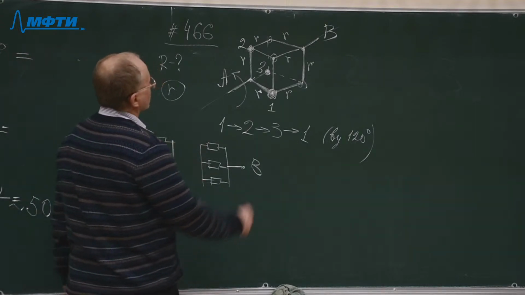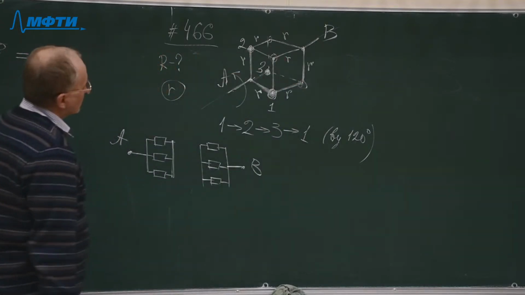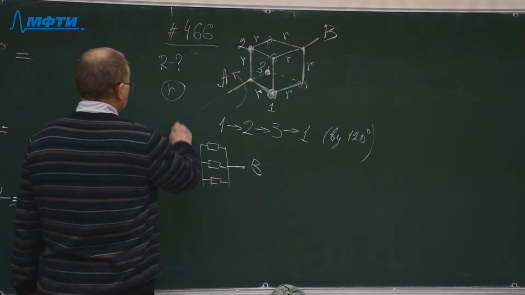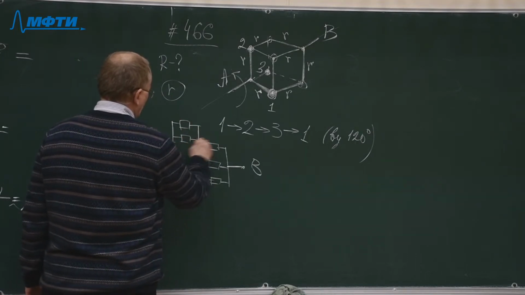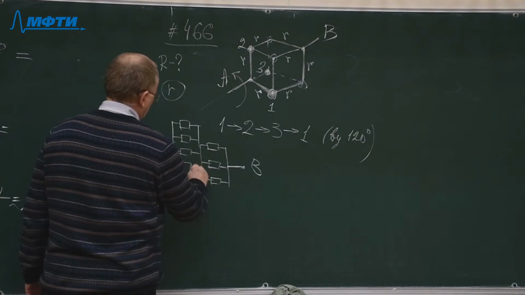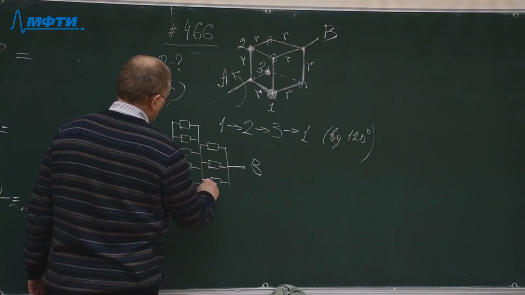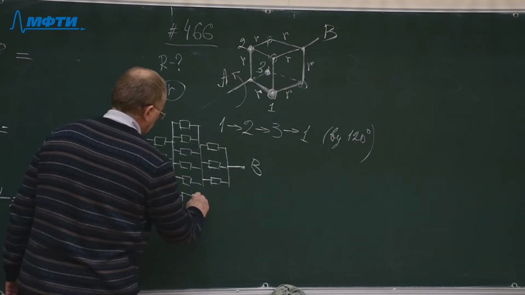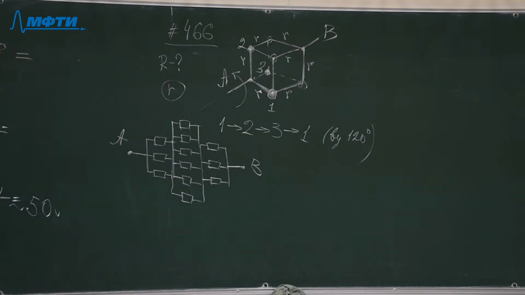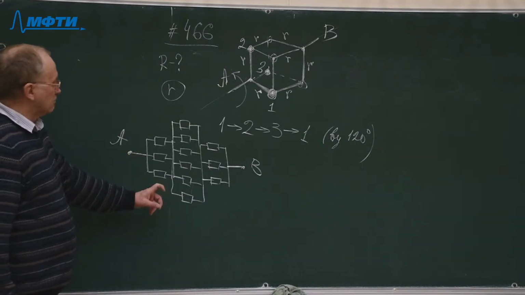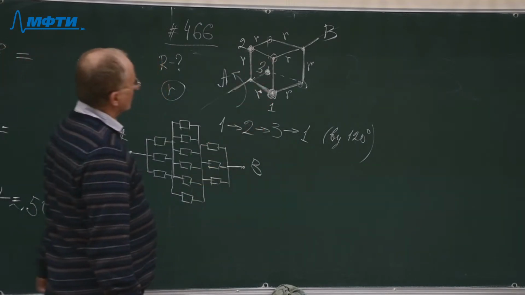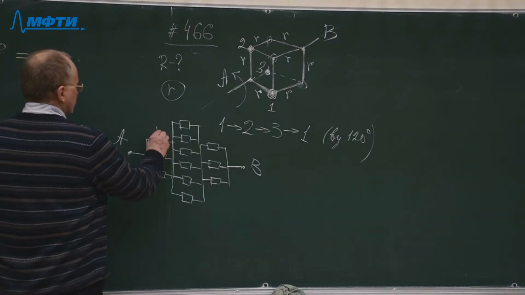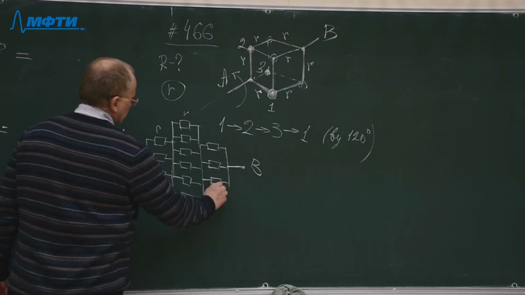And what is in between? In between we will have another 6 edges of the cube, which will be connected in parallel. The remaining 6 edges: 1, 2, 3, 4, 5, and the remaining 1, 6. So this is an equivalent scheme of the cube whose edges have equal resistances. Each piece has resistance R.